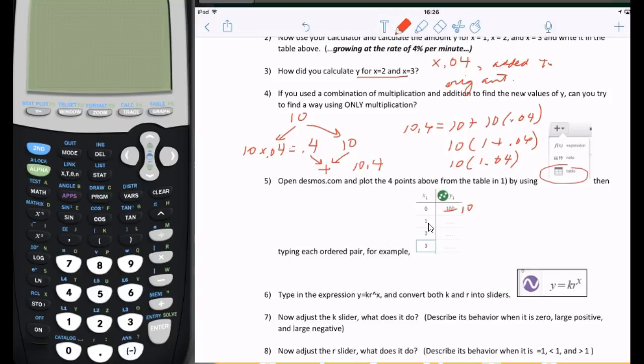So basically, instead of multiplying by 0.04 and then adding that value to the original number, we could just make a new rule, which is just to take the original number, multiply it by 1.04, and then you get the new number in just one step, right? Okay, let's move on to number 5.